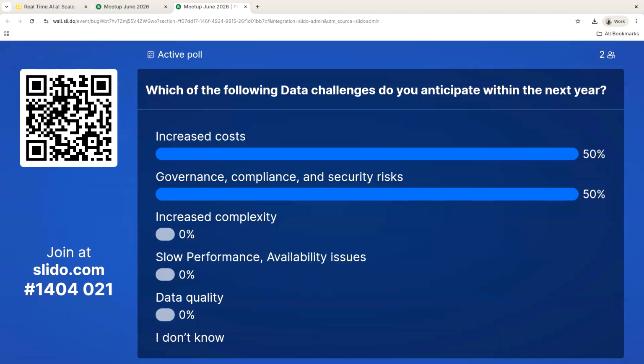All right, let's continue. So I see that for half of those that answered, it's increased costs, and for the other half, it's governance, compliance, and security risks. Those are the challenges. So thanks for answering. And let me go back to the slides.